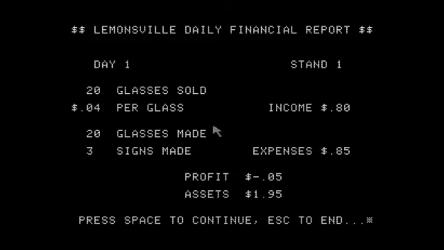And here's how we did. We lost 5 cents. Oh, dear. But we did pretty okay. So I think that the advertising signs were useless.